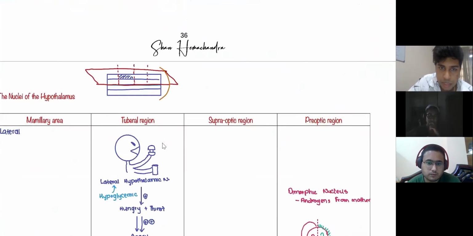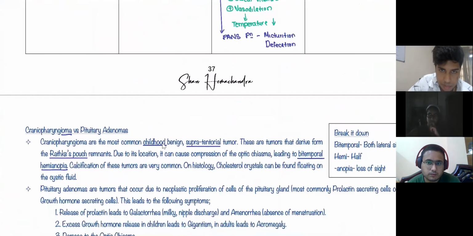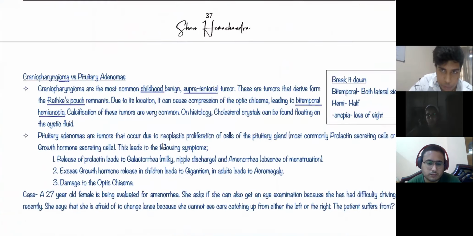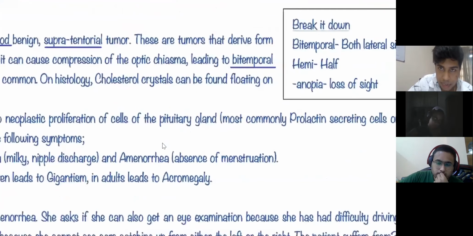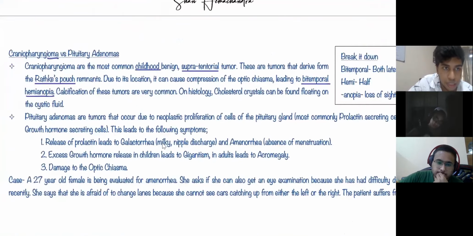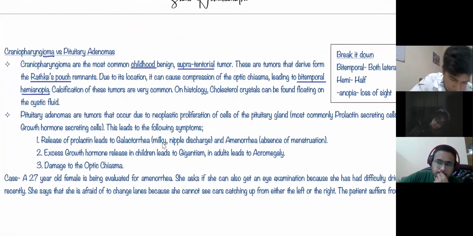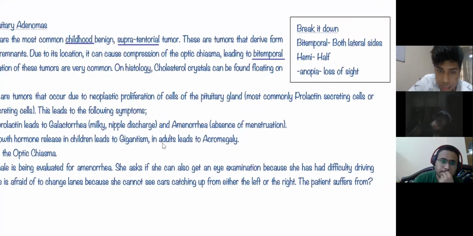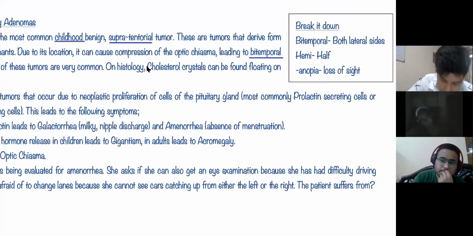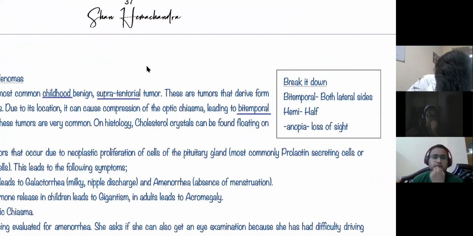This tumor doesn't produce anything. It's just going to be a space lesion. So it will grow and cause compression of the optic chiasma, and it leads to bitemporal hemianopia. Now I'm going to explain what that is. We are going to do that. It's a big topic. If you don't understand this, it comes under ophthalmology.